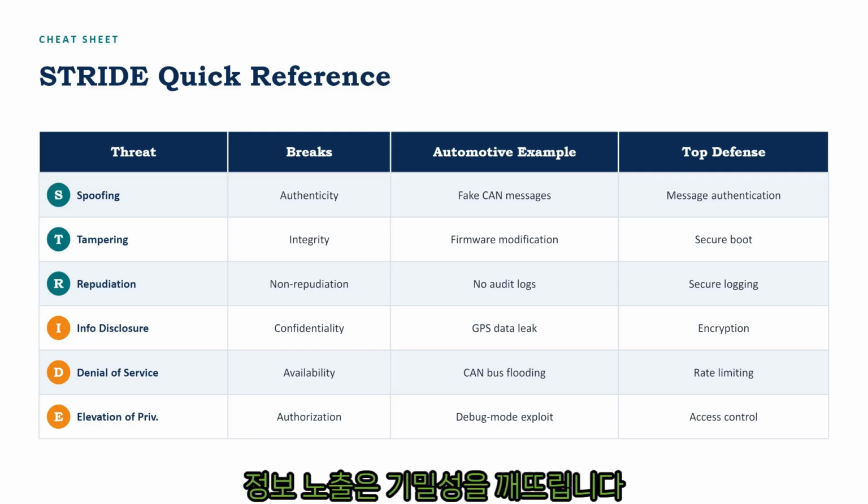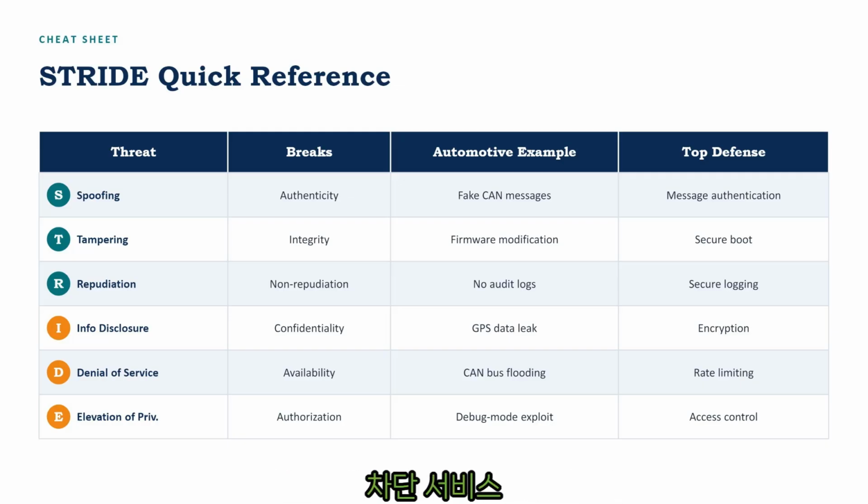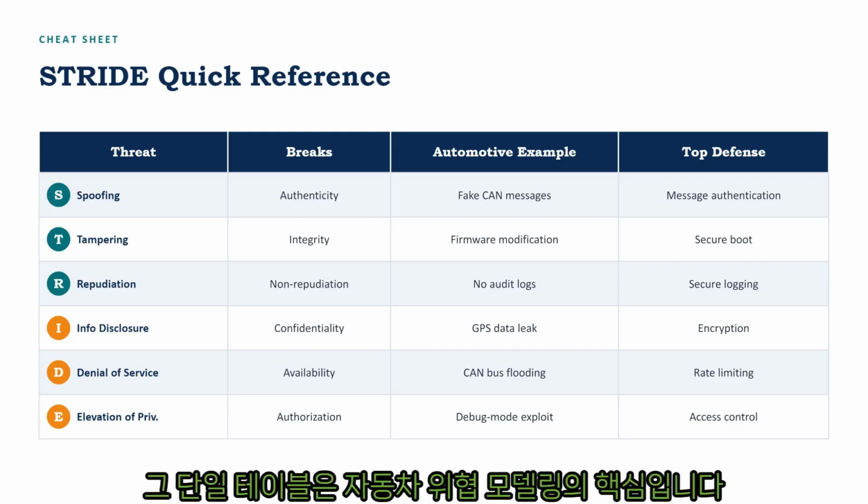Information disclosure breaks confidentiality. A GPS data leak. Stopped with encryption. Denial of service breaks availability. CAN bus flooding. Stopped with rate limiting. And elevation of privilege breaks authorization. A debug mode exploit. Stopped with access control. 6 threats. 6 properties. 6 defenses. That single table is the heart of automotive threat modeling.